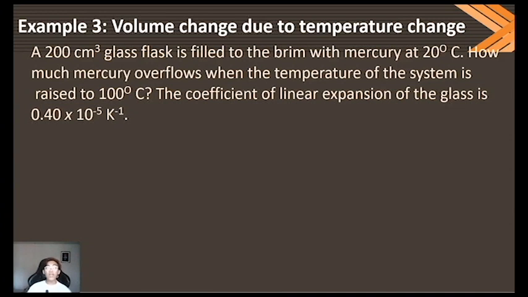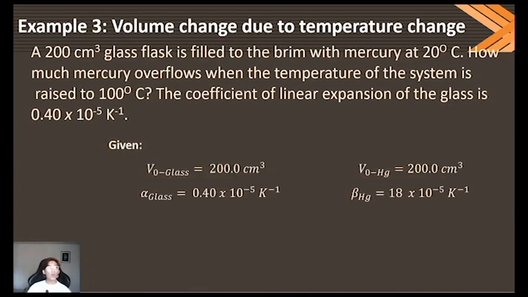The coefficient of linear expansion of the glass is 0.40 times 10 raised to the power of negative 5 per Kelvin. Let's identify first the given for this problem. We have the following given. Our initial volume of the glass is equal to 200.0 cubic centimeter. And the volume of our mercury is also 200.0 cubic centimeter.